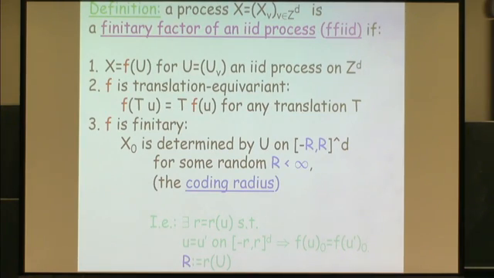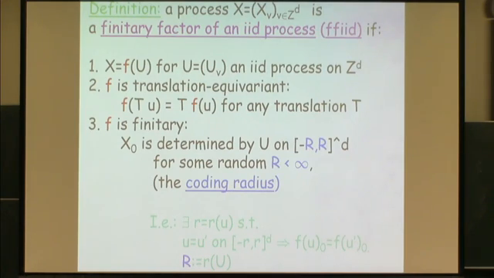number one, you have some IID random variables U_v, indexed by Z^d, and the process you're interested in, X, is a deterministic function of that family of IID random variables. So all the randomness comes from some IID coin flips or dice rolls or something on the vertices.